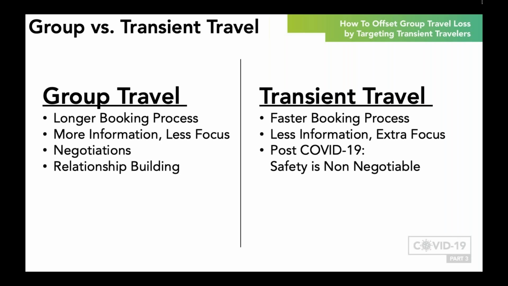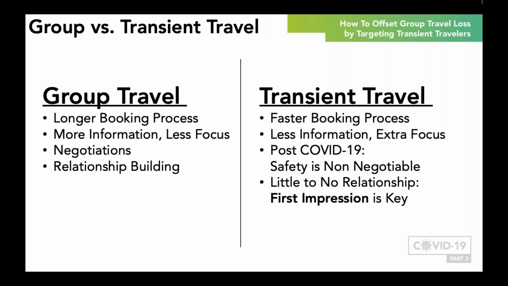As we discussed in part 2 of our COVID webinar series, during this time, price is no longer the most important booking factor to these transient travelers. Safety is the new currency. So dropping your rates will not necessarily translate to more occupancy. And finally, unlike group travel, transient travelers typically have little to no relationship with properties that they are looking to book. This means that first impression is key. If a traveler in today's climate finds something publicly that makes them unsure or less confident in their booking decision, they will easily dismiss your hotel as an option and instead book with local competition.